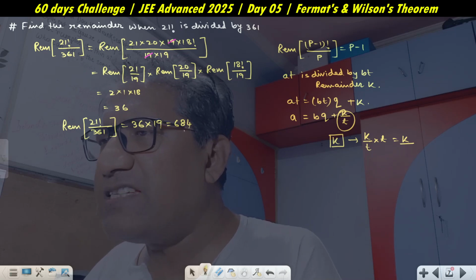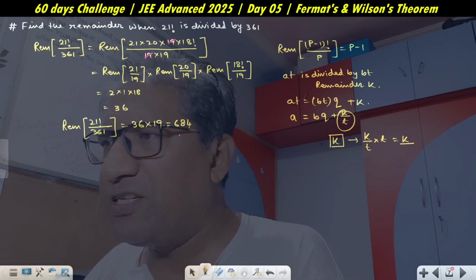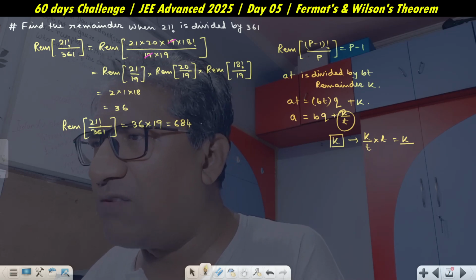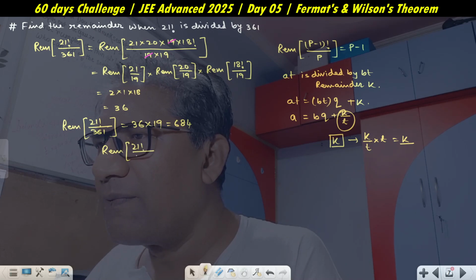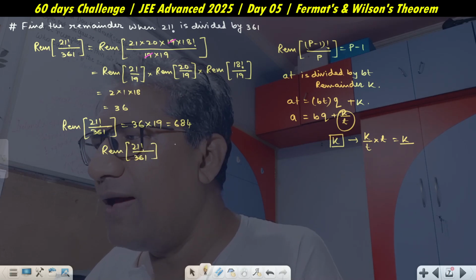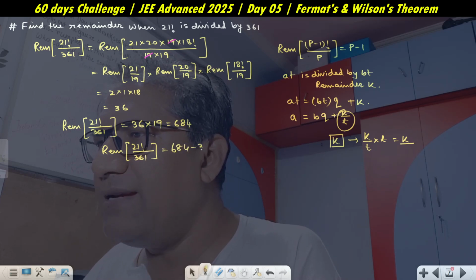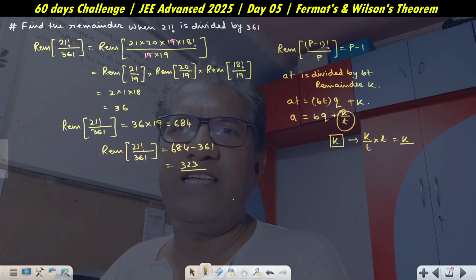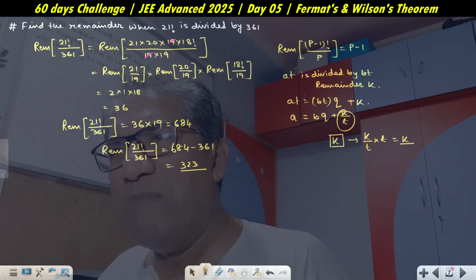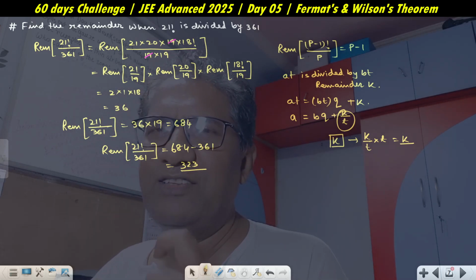But 684 cannot be the remainder when it is divided by 361. So let me just subtract 361 from here to get the actual remainder as 684 minus 361. That gives us 323. So 323 will be the remainder when factorial 21 is divided by 361.